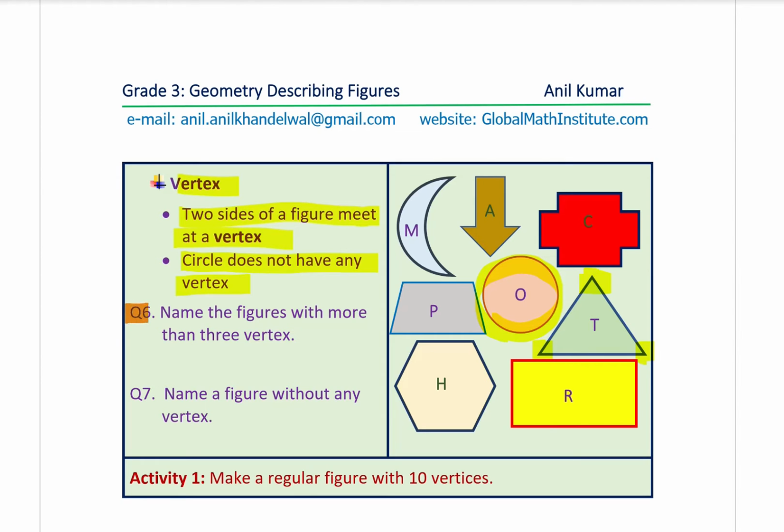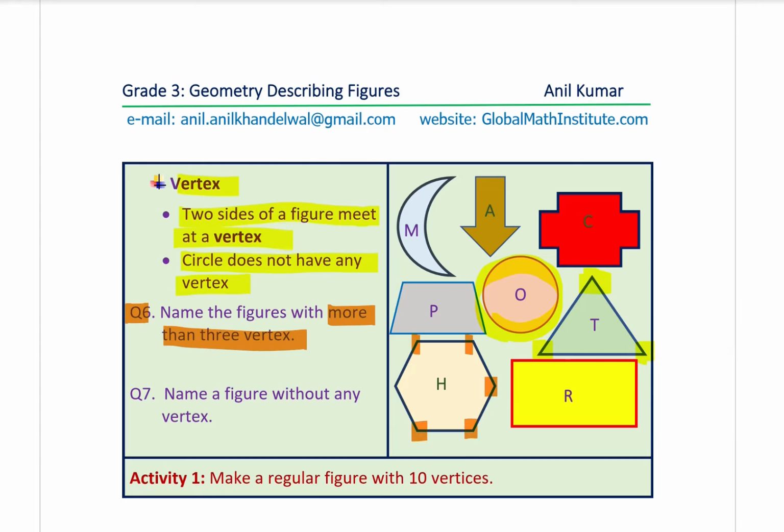Once again, I'd like you to pause the video, answer the question, and then look into my suggestions. The question here is, name the figures with more than three vertex. More than three vertex? Which figure is that? Okay, so try to figure this out. I think that should be one of those.